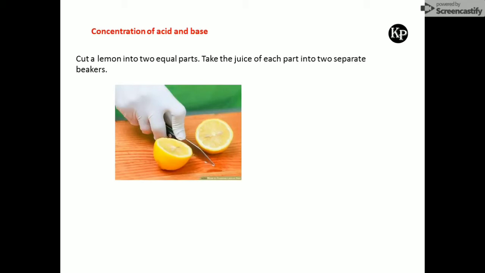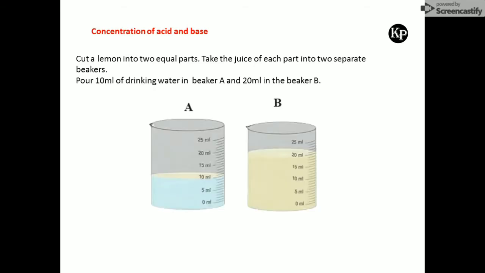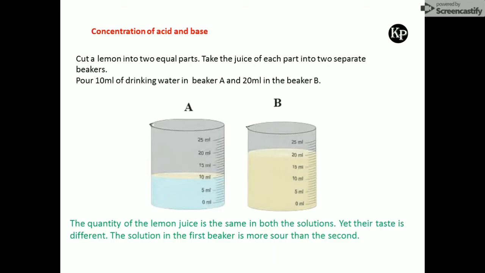Let's see one example. Cut a lemon into two equal parts. Take the juice of each part into two separate beakers. In the first beaker, beaker A, add 10 ml of pure drinking water, and in beaker B add 20 ml of water. In these beakers, the quantity of lemon juice is the same, but what is the difference? Their tastes are different, and the solution in the first beaker is more sour than the second.